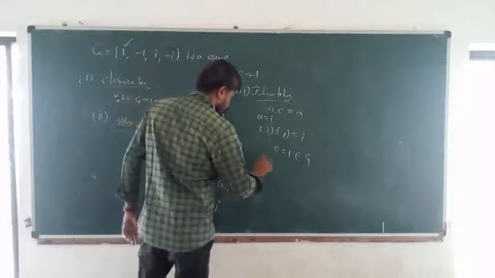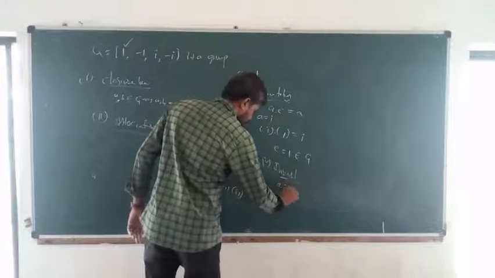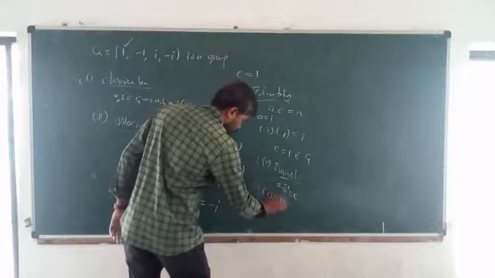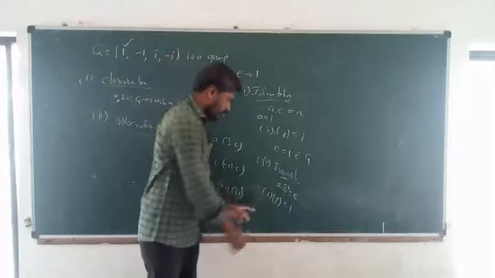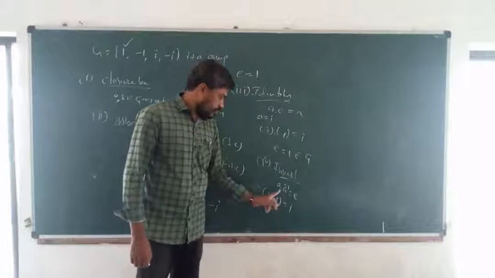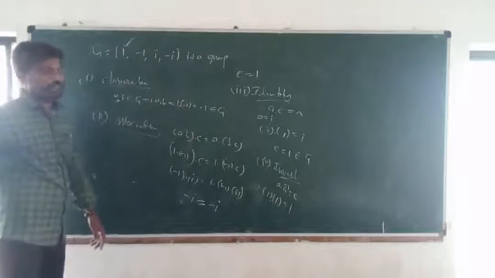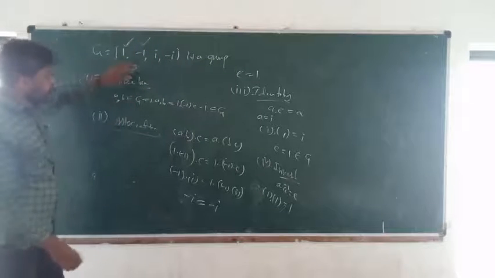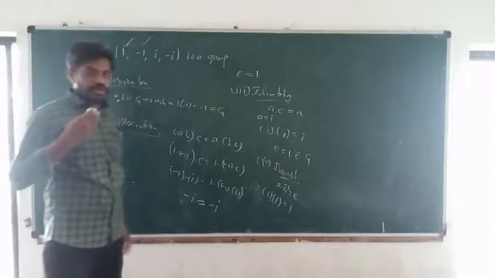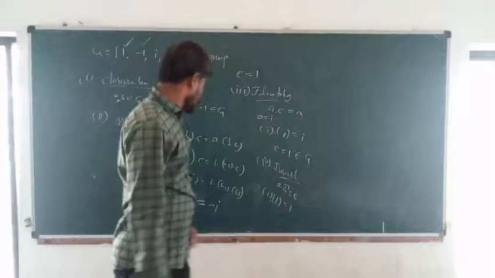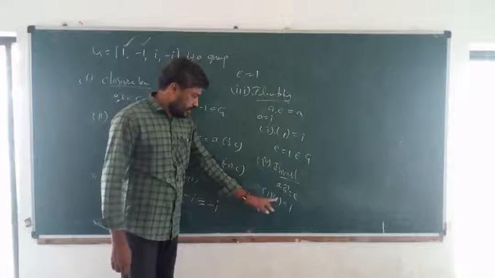Next one, the inverse law. What is the inverse law? a dot a inverse is equal to e. I am selecting e equal to 1, and 1 dot 1 means 1. So a into a inverse equal to e. You can select a equal to 1, minus 1, i, or minus i and find the inverse of each element. First I am selecting a equal to 1. What is the inverse element? 1. So 1 is the inverse of 1.